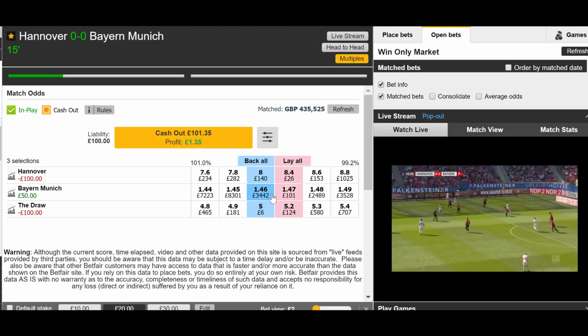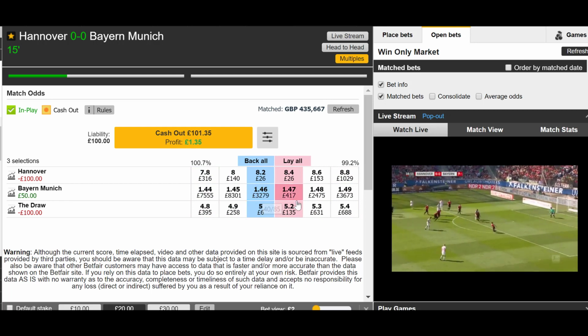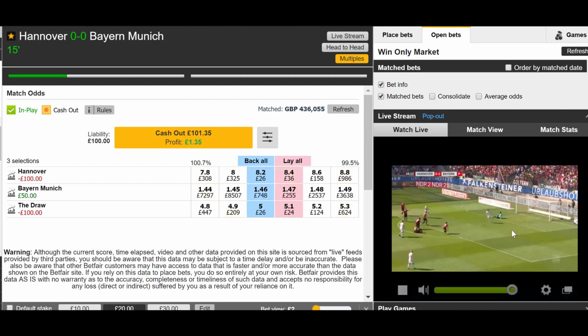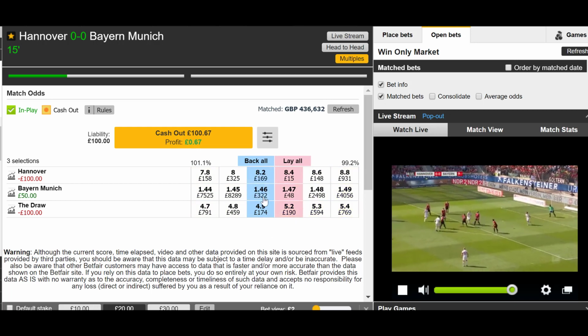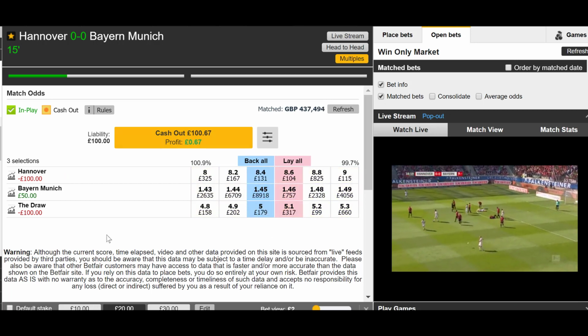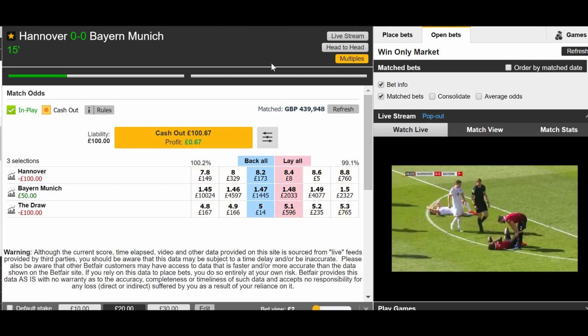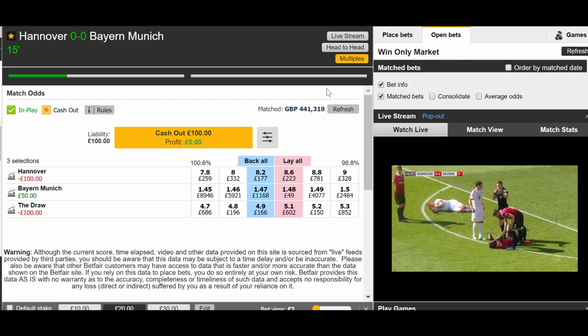So we've got in. I backed them just now at 1.50, and the dominance has been so much that, and look, there's another chance. Their dominance has been so much that the price has actually started to move in even more. So let's see what happens. It's 0-0, 15 minutes in, and we got involved with the strategy, and I'll give you an update very, very shortly.